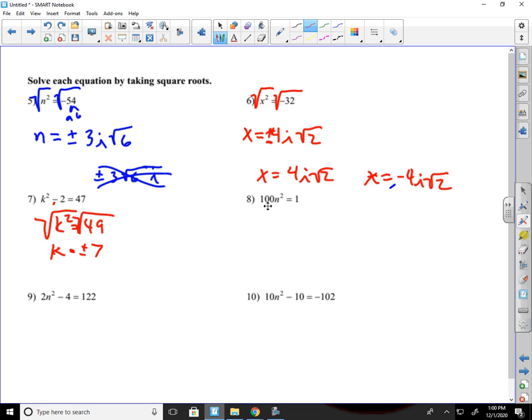Number 8, we start by dividing by 100. Gives me n squared equals 1 over 100. Take the square root of both sides. Now when I take the square root of the right side, I take the square root of 1, which is just 1, and the square root of 100, which is 10. And then of course it's plus and minus.